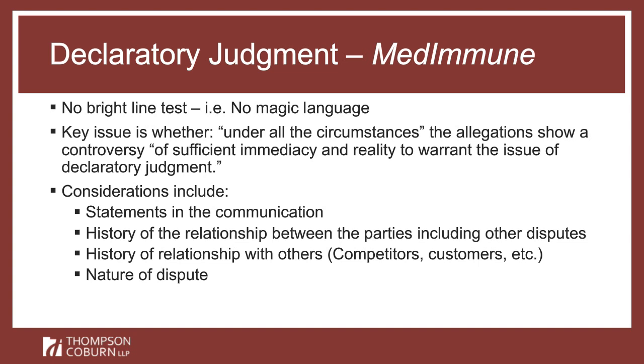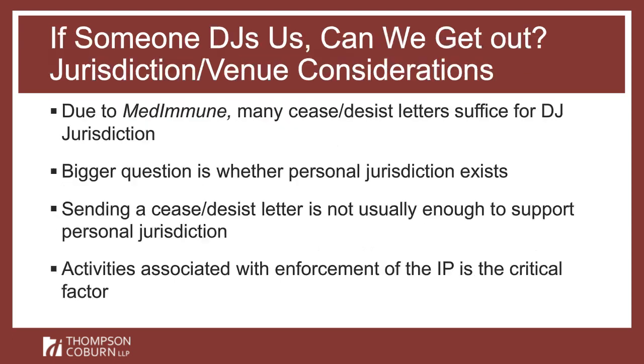As much as the Federal Circuit likes bright line tests, the Supreme Court hates bright line tests. And in the MedImmune decision from about a decade ago, they basically obliterated whatever bright line there was. Really it boils down to courts taking a look at what you say and the history of the interactions between you and the accused infringer, and determining whether it's a sufficient, immediate threat to warrant them dealing with a declaratory judgment action. Thanks to MedImmune, most cease and desist letters, if they have any teeth in them at all, are going to suffice for declaratory judgment jurisdiction.